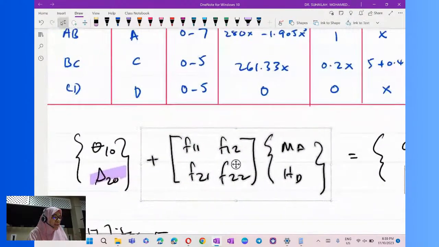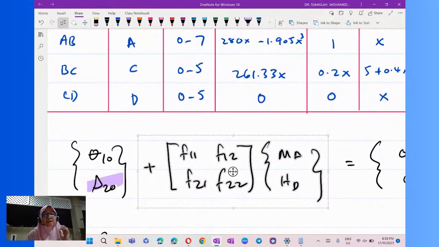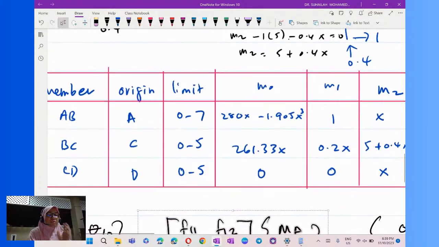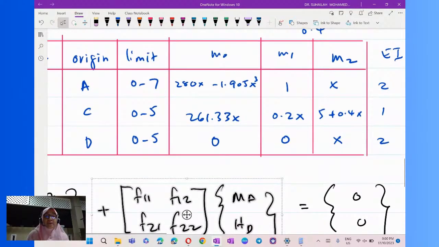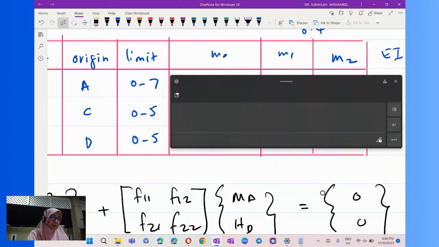Now we want to calculate delta 2 naught. 2 naught means M2, M naught. Just look at the table. Use the calculator to integrate M2 and M naught. And again, we just need to consider AB and BC, because CD is 0. You don't have to write the formula or the equation again. Just from the table, please directly calculate the answer. So open the calculator back.